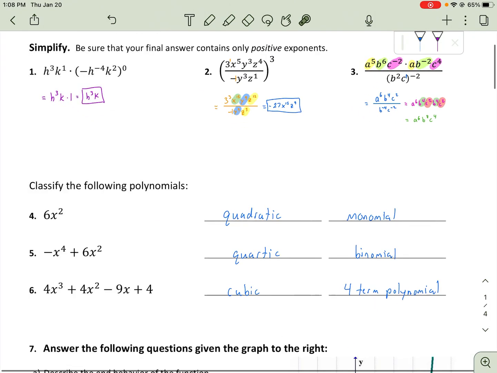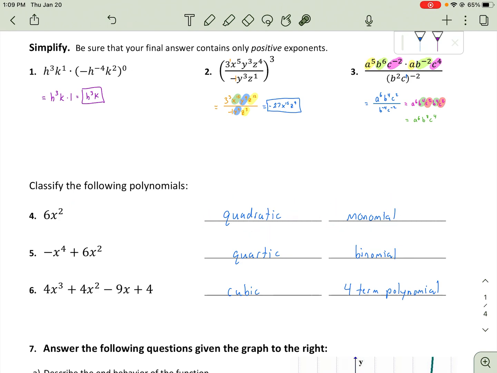Okay, so now we're going to name these things: classify the following polynomials. Classifying kind of means name it. So this is a quadratic because our highest degree is 2. And then it's a monomial because there's only one term. So this is based on the exponent. This is based on how many terms there are.